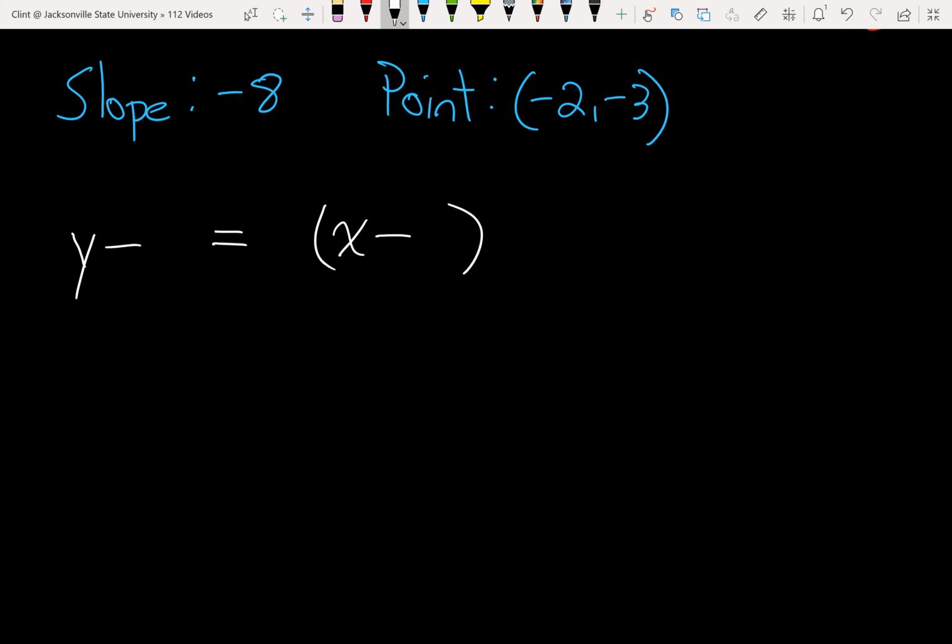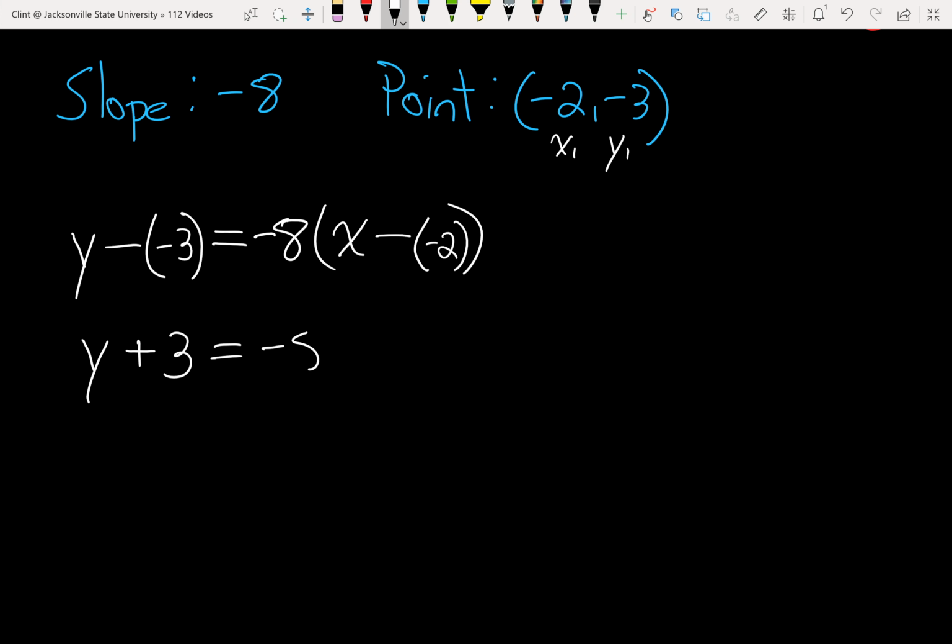Alright, so here we want m. We know m is -8, so -8 is going to go here. And then again, it's probably a good idea to label these: this is x1, y1, just so you don't get x and y mixed up. So y1 goes here, that's -3. x1 goes here, that's -2. Then we can get rid of our double negatives, so this could be y plus 3 equals -8 times x plus 2. And that's the equation of our line in point-slope form.